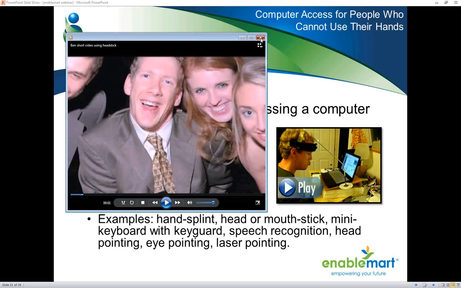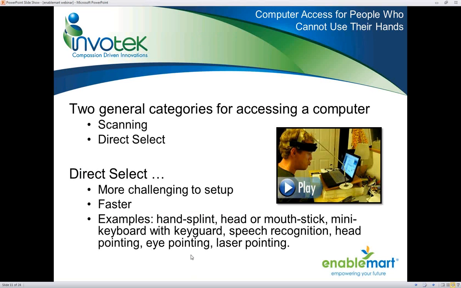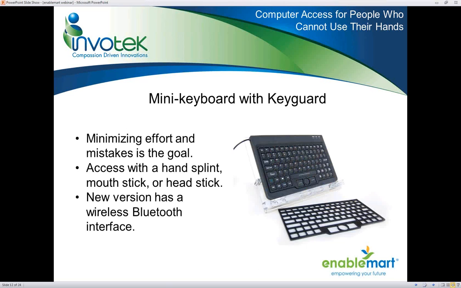So Ben is an amazing guy because with that head stick, he is able to achieve things that you and I would find difficult to do. In the little picture here, you can see him putting a CD into a CD player using a head stick. He is just really something.